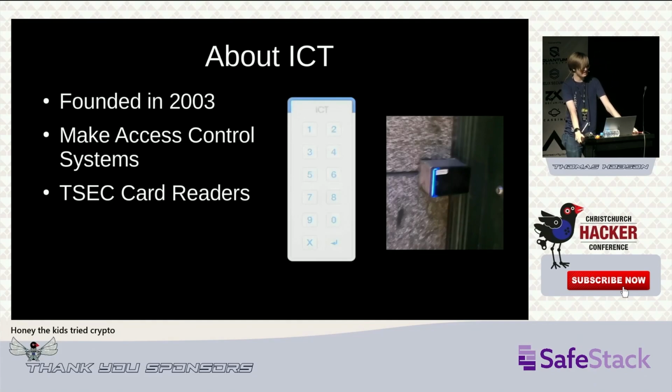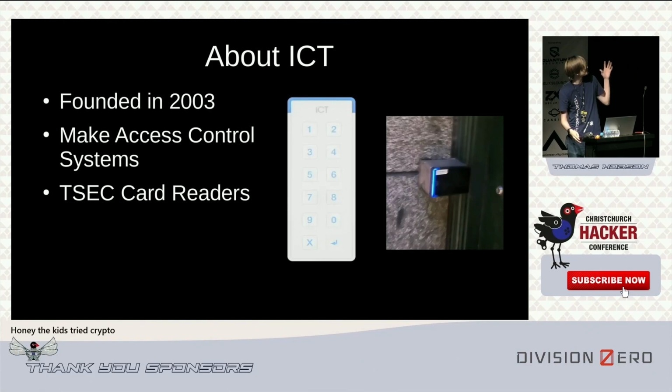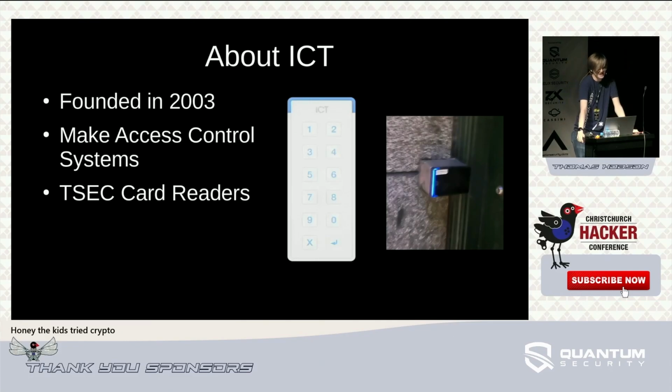So about ICT. They're a company founded in 2003. They manufacture their access control systems here in New Zealand, and they make this TSEC line of card readers. So they've got them in white and black and all the different shapes and sizes, with and without pin pads. So you can see one there, a white one with a pin pad, and then we've got this sideways mounted one, which apparently they mount sideways.